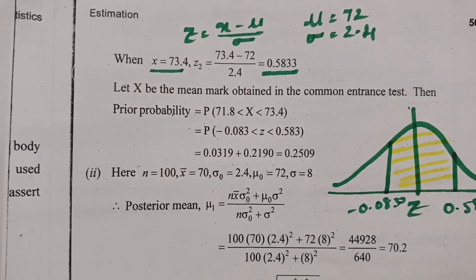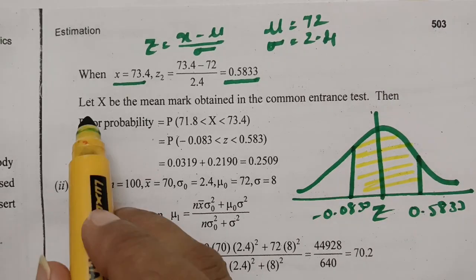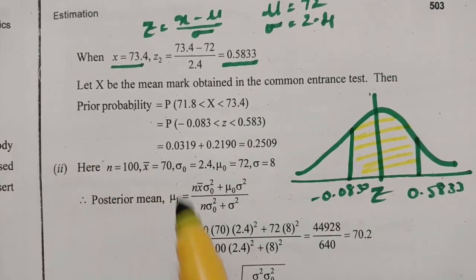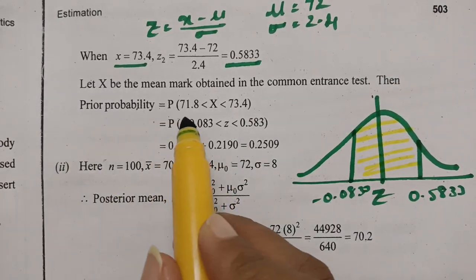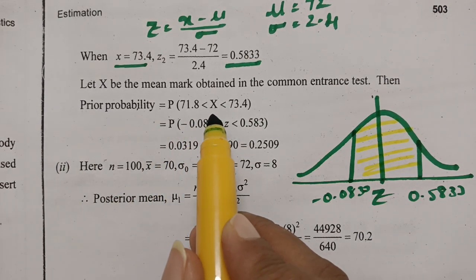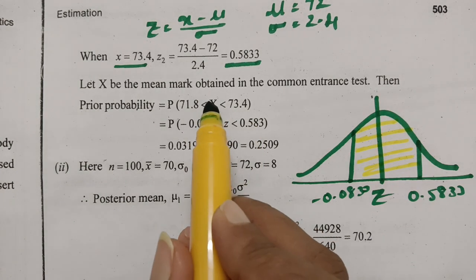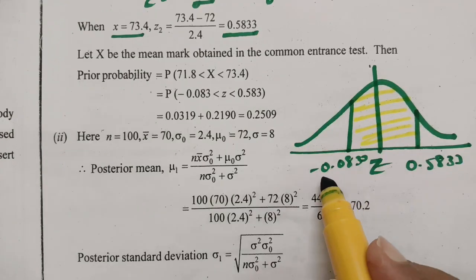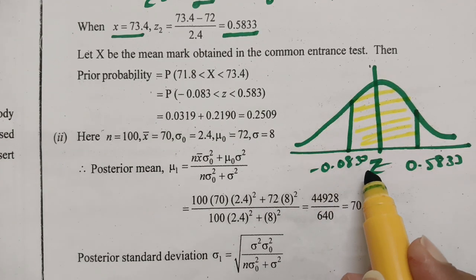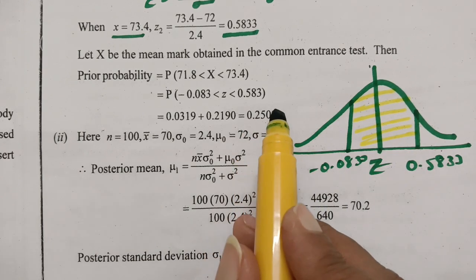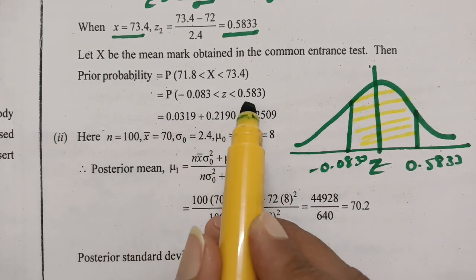Using the normal distribution, let x be the mean mark obtained in the common entrance test. Then the prior probability is the probability of 71.8 less than x less than 73.4. In terms of z, it is minus 0.083 less than z less than 0.5833. So we have to find the area of it.